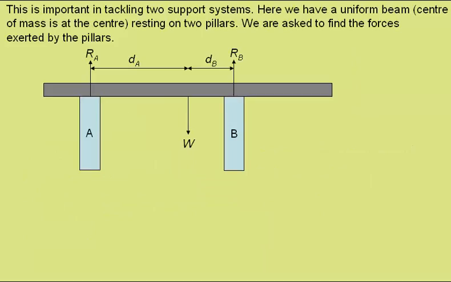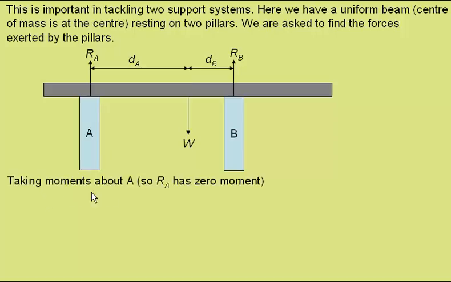Taking moments about any point we wish is important in tackling two support problems like this one. Here we have a uniform beam. This is the beam here. Uniform just means that we can take the centre of mass as acting at the centre of the beam. It's resting on two pillars, A and B, and we're asked to find the forces exerted by the pillars, which I've called RA, reaction force A, and reaction force B. I've marked in distances here, distance A to the weight and distance B to the weight.